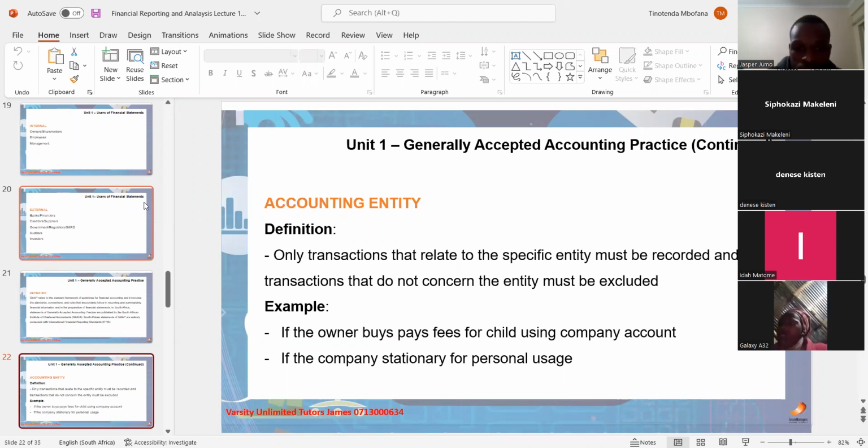So the first thing, for example, is that when you are doing your financial reports, everything should relate to one specific entity, right? So it's called the accounting entity concept. So what am I saying? I'm saying that, for example, I've got a company that's called TKV Enterprise, right? So if I am preparing the financial reports of TKV Enterprise, I cannot then include things that have nothing to do with TKV Enterprise.